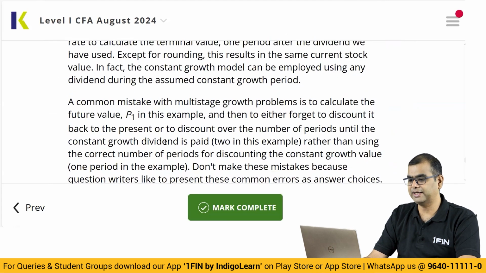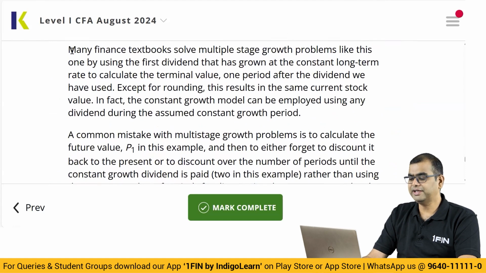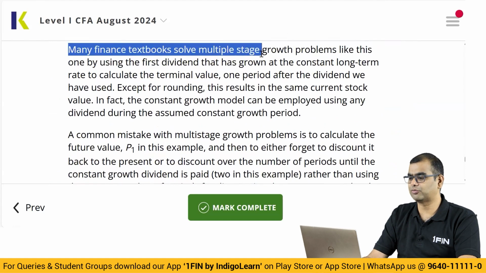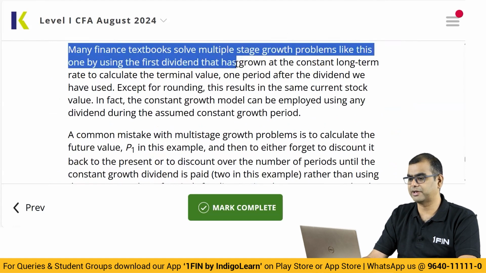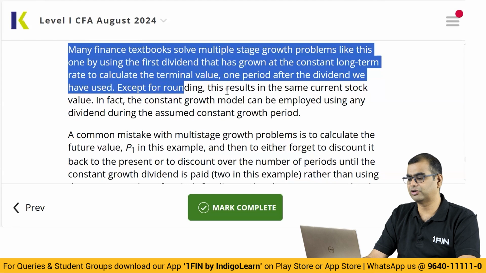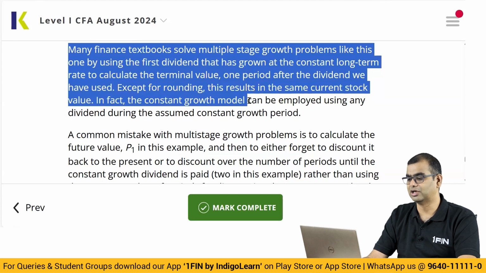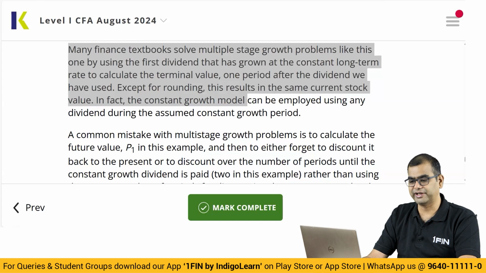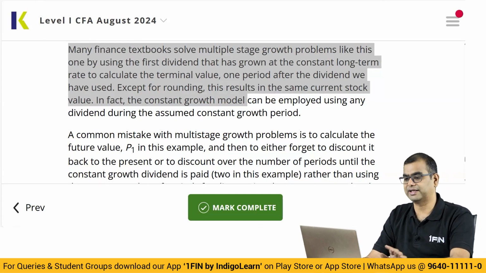Here, one thing I wish to highlight. Many finance textbooks solve multi-stage growth models by using the first dividend that has grown at the constant long-term rate to calculate the terminal value one period before the dividend we have used. Except for rounding, this results in the same stock value. If you remember, I said whether you compute P0 using D4 or using D5, if you use D5, you discount P4 to present value. If you use D4, you compute P3 and discount it to P0. Either way, you will get the same answer. That is all they are trying to say.